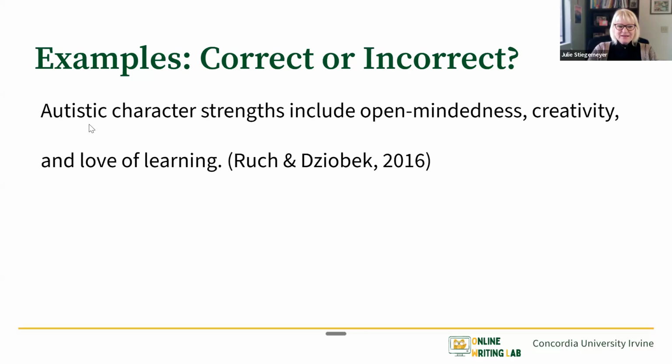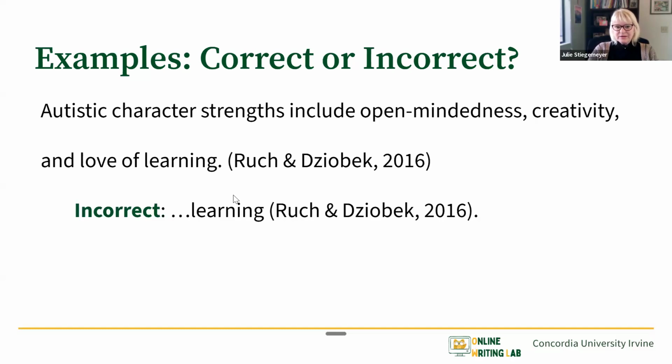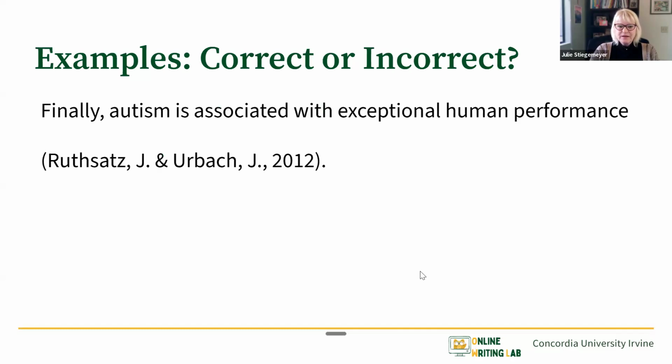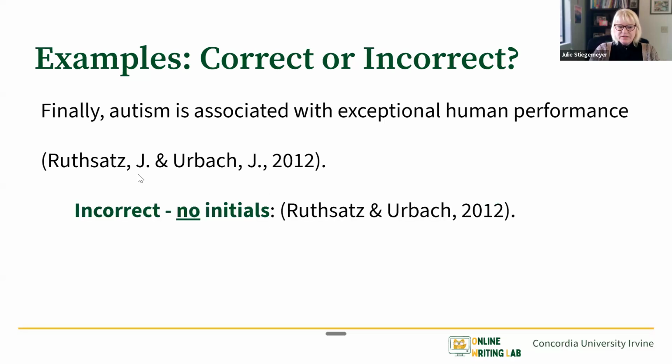Here's a sentence. Autistic character strengths include open-mindedness, creativity, and love of learning. Is the citation here correct or incorrect? It's actually incorrect because the period is misplaced. So we always make sure to add that period to the end of the parentheses. Here's another one. Finally, autism is associated with exceptional human performance. Is this correct or not? This is not correct because it includes the initials. So we do not include those initials in the in-text citation. We do need them though for the reference.